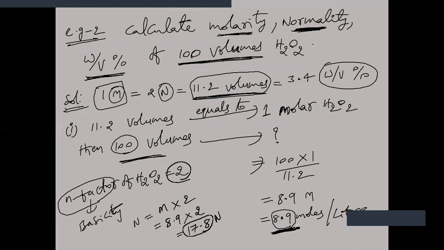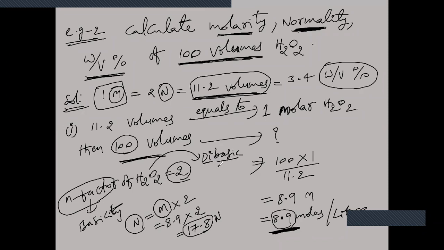If we calculate molarity, we can get normality directly. Normality is equal to molarity into N factor, and N factor is 2 here. Why is N factor 2 here? One molecule of H2O2 can produce how many H plus ions? 2 H plus ions. That's why it is a di-basic acid. Di-basic means basicity is 2 here.